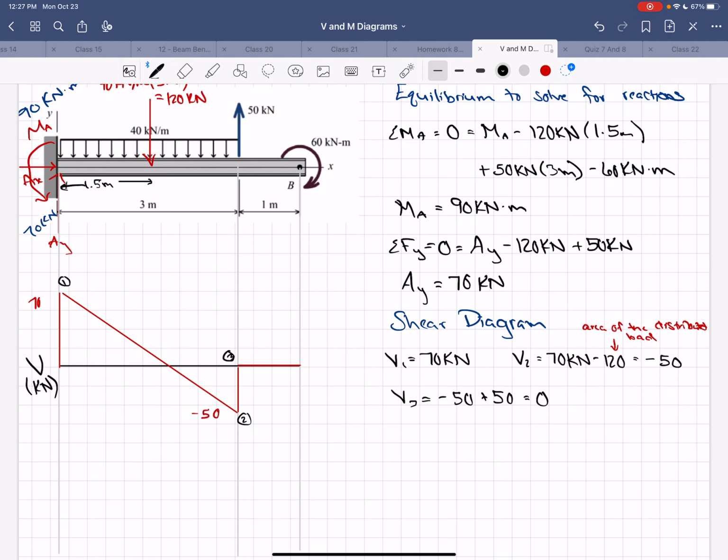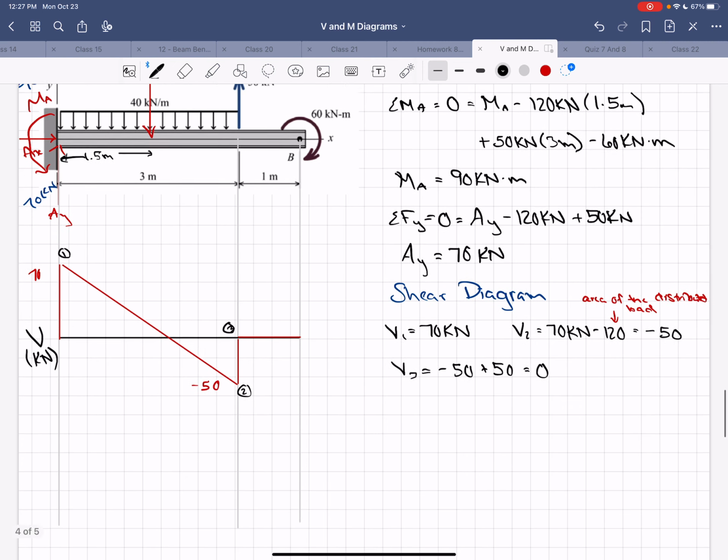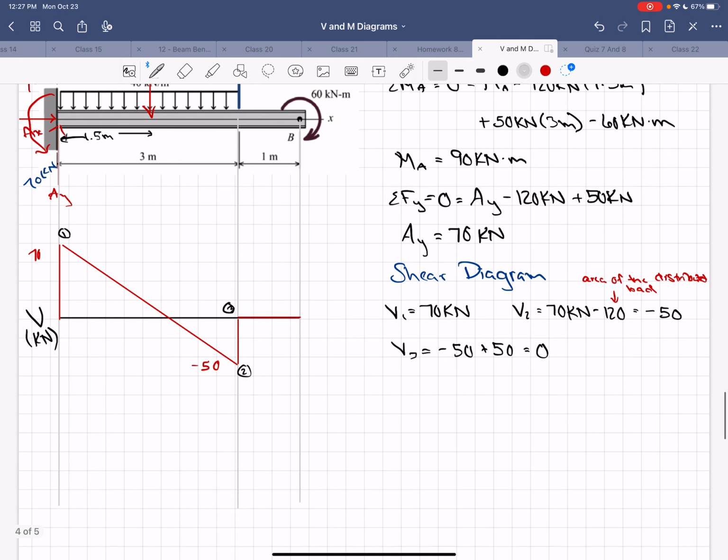Okay, then it's very important that we calculate the x value where the shear is 0, because that will be an important point on our moment diagram. So calculate where x is 0. And we use similar triangles.